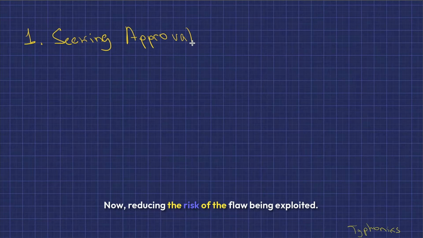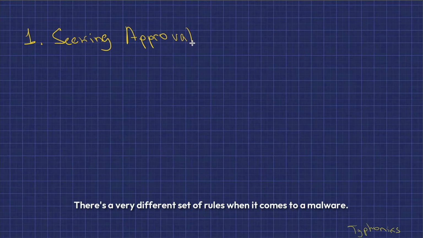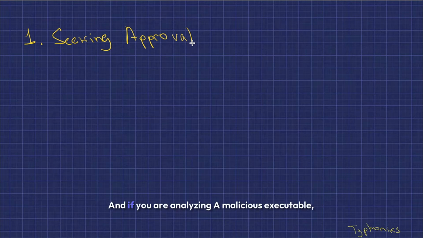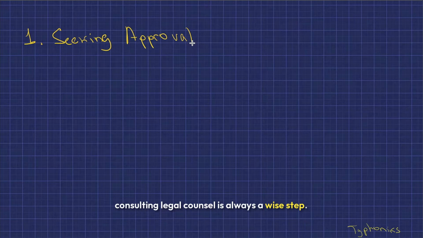Now, this reduces the risk of the flaw being exploited. That said, there's a very different set of rules when it comes to malware. If you are analyzing a malicious executable, you don't need the author's permission, obviously. In fact, you are trying to expose the author and understand their creation to stop further harm. However, if there's ever uncertainty, especially in a corporate environment, consulting legal counsel is always a wise step.